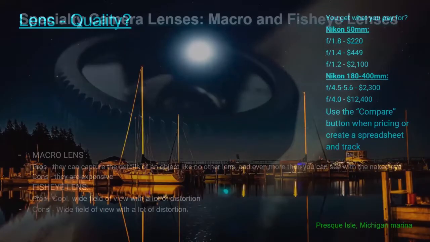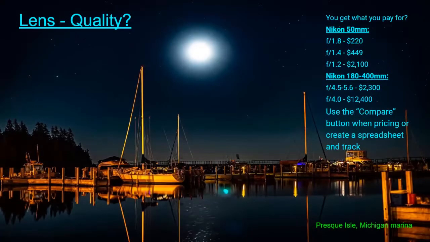So we'll talk about lens quality. It is true that you get what you pay for. An example, and I just used Nikon, there are other fantastic lenses out there, I just picked on Nikon: a Nikon brand 50 millimeter lens at f1.8 is $220, f1.4 is $449, and f1.2 is $2,100. There is a lens I looked at, and I forgot who the manufacturer was, but to go from f1.4, it was $1,500 for that lens. For f1.4, $1,500, f1.2 was $15,000.